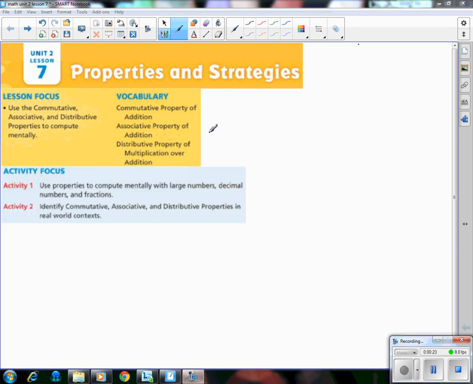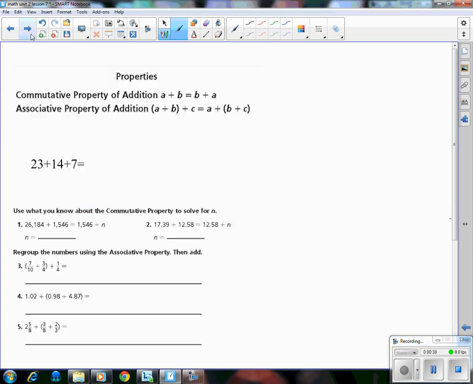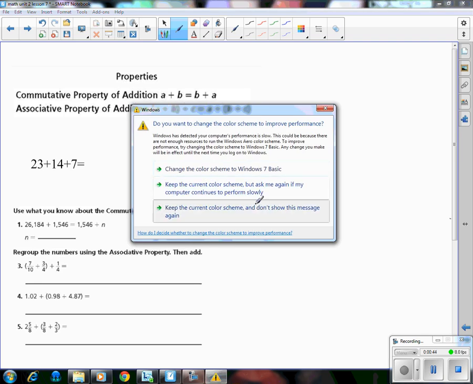So first off, we'll just begin taking a look at the properties. We have the commutative property of addition, the associative property of addition, and the distributive property of multiplication over addition. So before we get started with any sample problems, let's take a look at what the specific properties mean. What do they tell us?